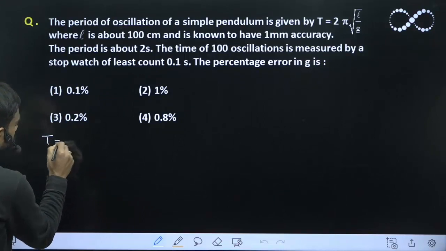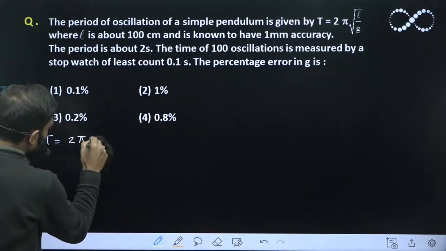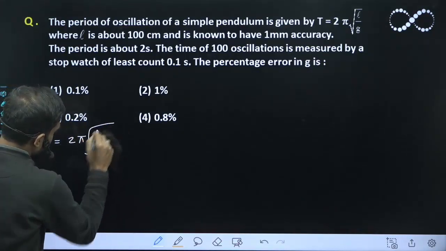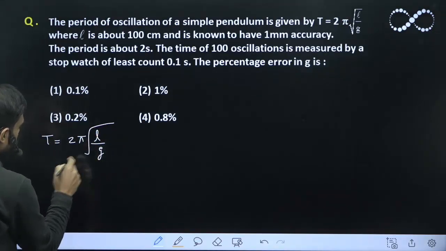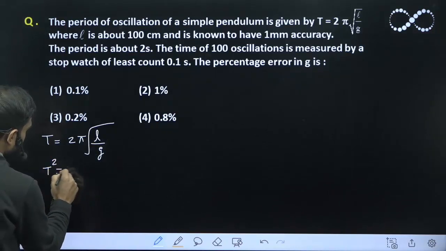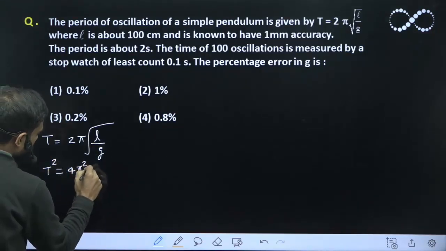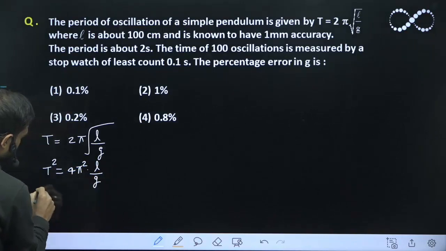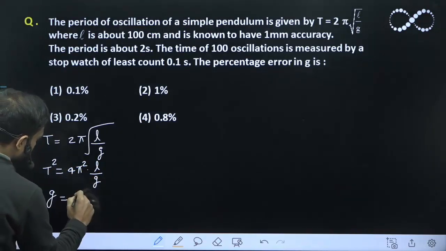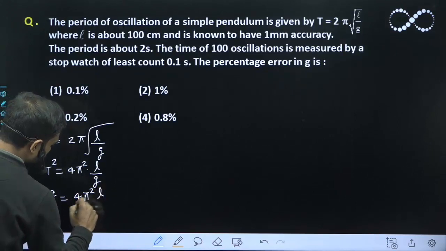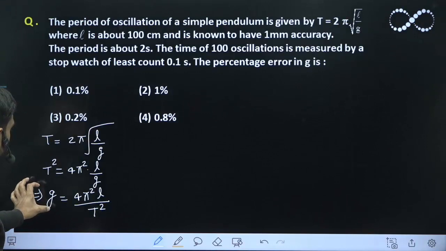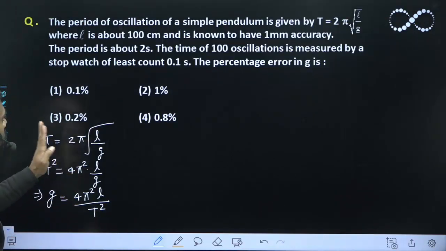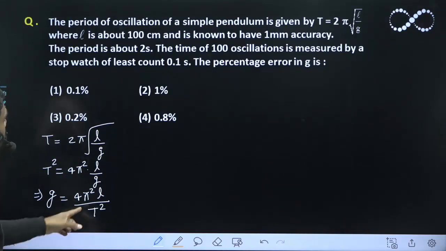As I know, T is given as 2π root of L by g. If I need to find the error in g, I square both sides, so this will become T squared equals 4π squared into L upon g. From here, g will become 4π squared L upon T squared. So what information is given in the question? The error in L is given and the error in T I have to find here.